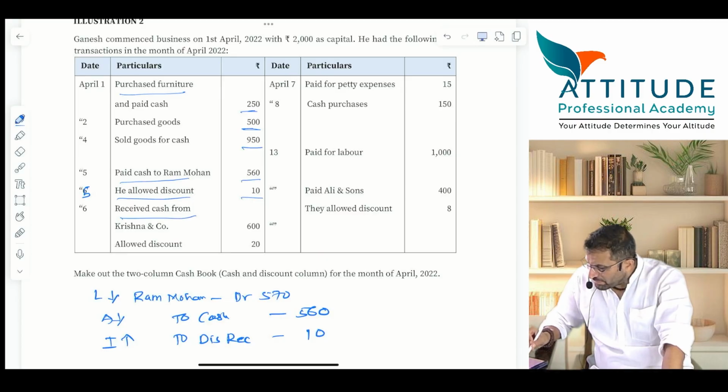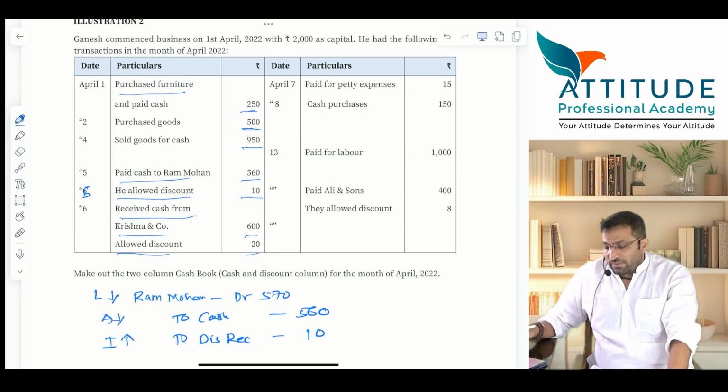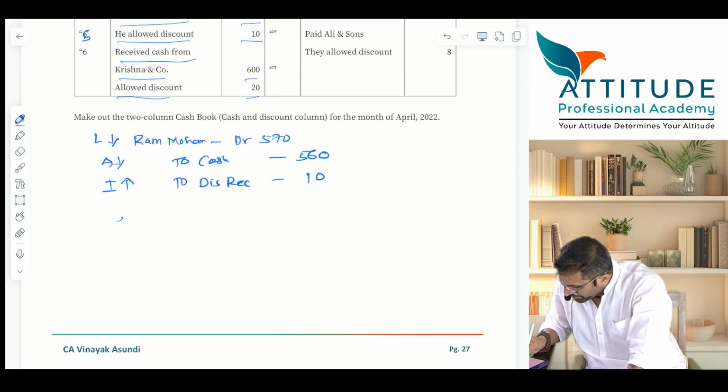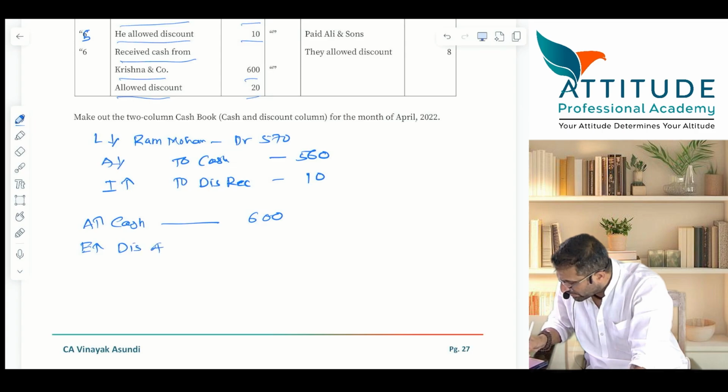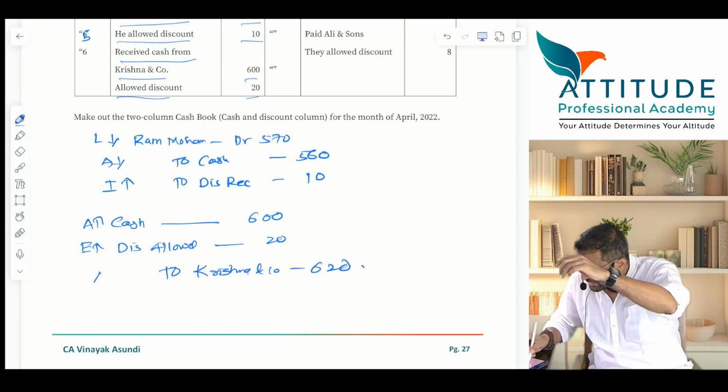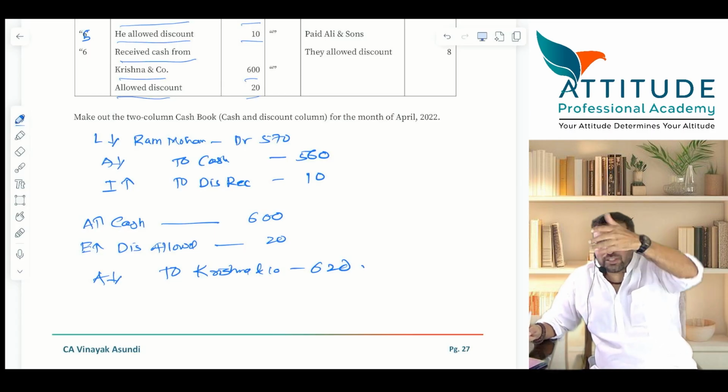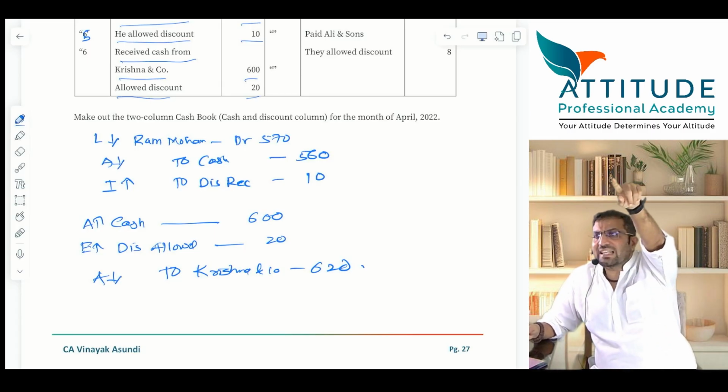Received cash from and allowed a discount of. First tell me the entry. Cash account debit, asset increases. How much? 600. Expense increases, discount allowed, 20. To Krishna and Co. How much? 620. Asset reduces, debtors are reducing. Obviously you receive the money from debtors. Is that clear? Anybody has any difficulty?